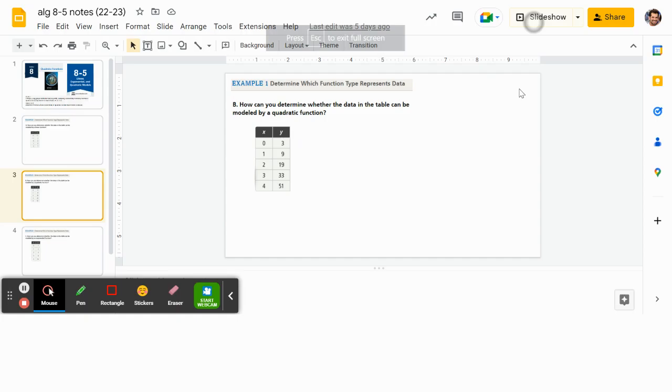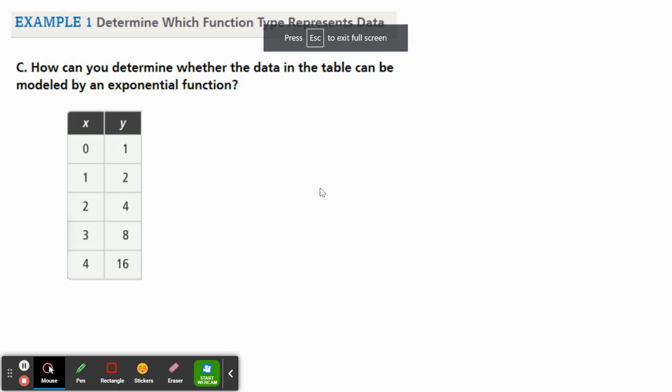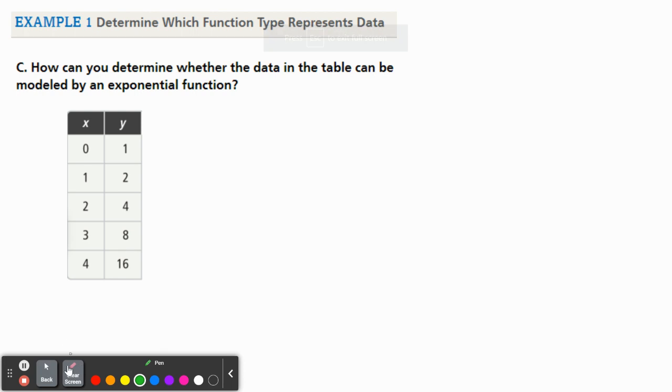Okay, last example here. So example 1C. So now, how do we show that something is exponential? Okay. So if we remember exponential, exponential doesn't have to do with addition or subtraction. Exponential had to do with ratios, multiplication and division. So what we're looking for is a constant ratio between our y values. Notice here how the y values grow.